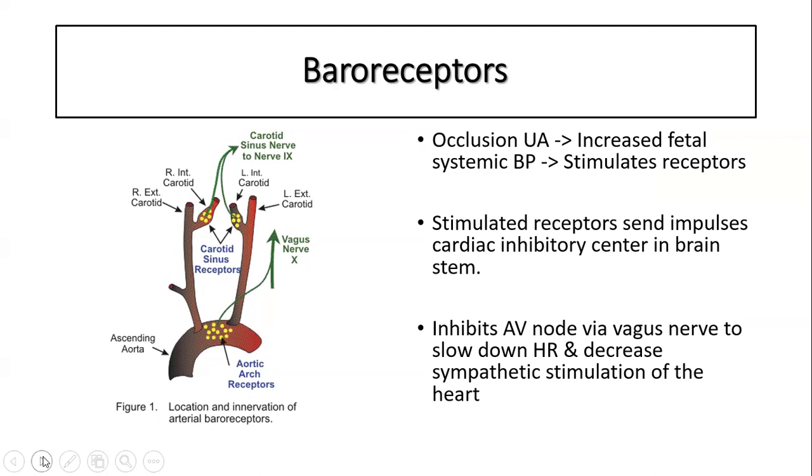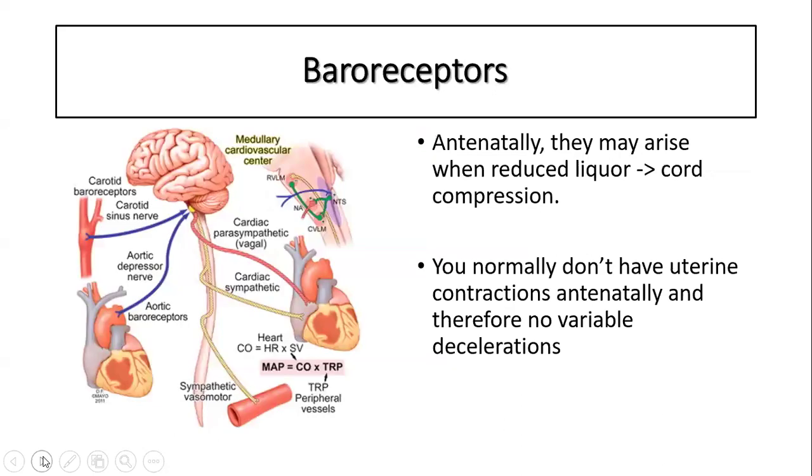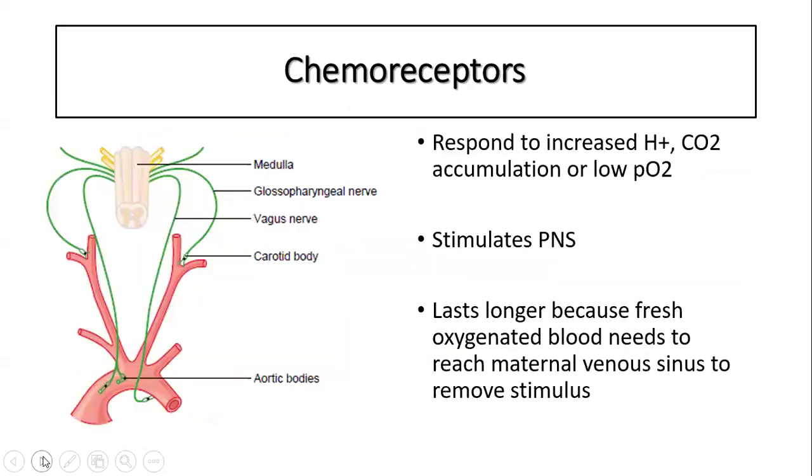the signal goes through them, the vagus nerve is activated, it comes down to the SA node and slows the heart. Then once the pressure is gone, you quickly see a rise back. You typically will see this from cord compression or reduced liquor antenatally. You normally do not see uterine contractions antenatally, therefore you will not really be expecting variable decelerations, which are the cord compression decelerations that we see intrapartum.